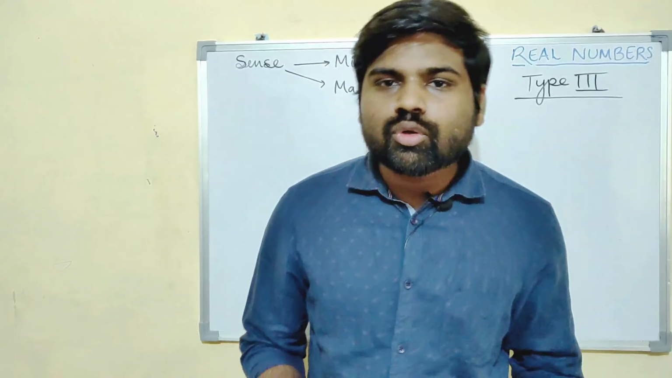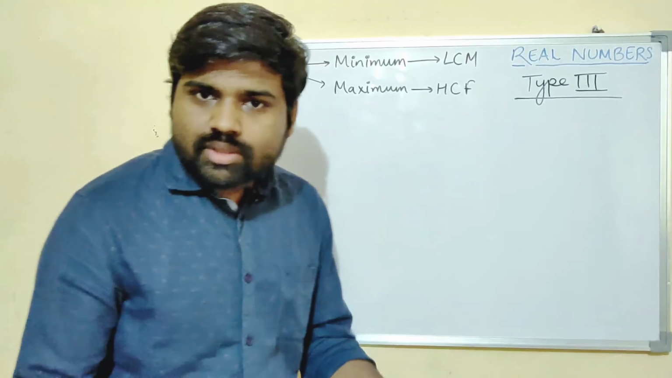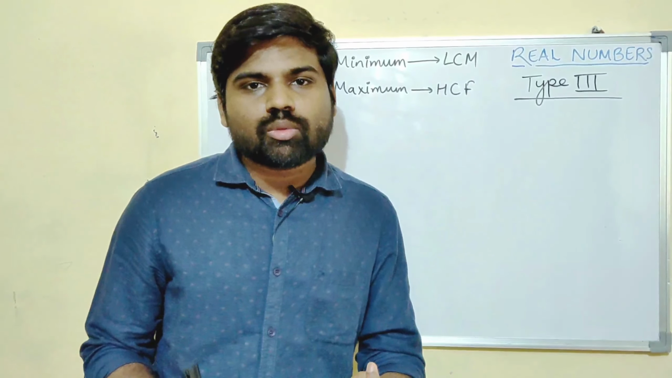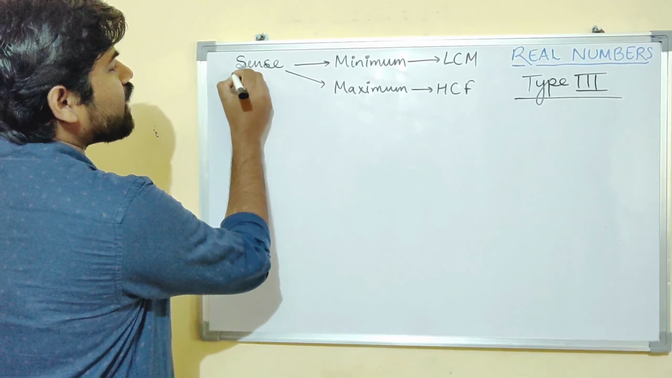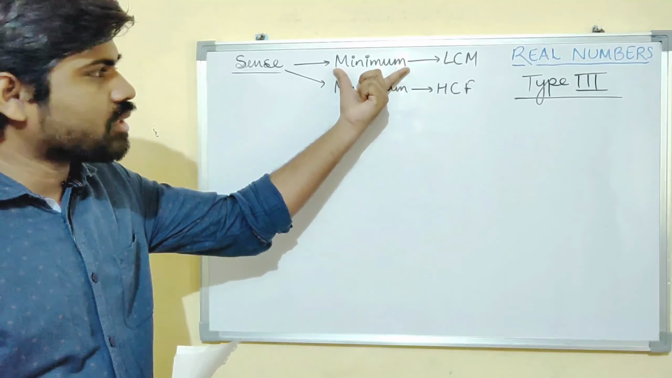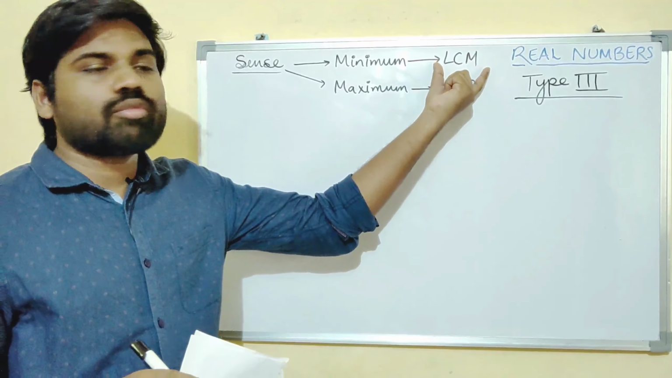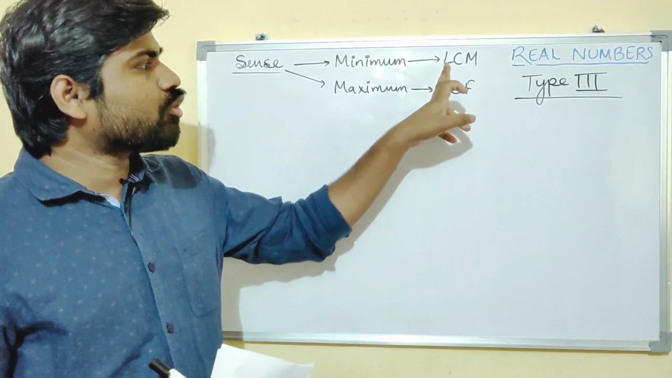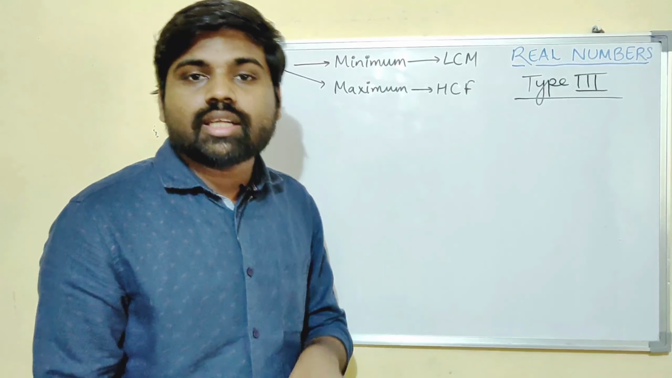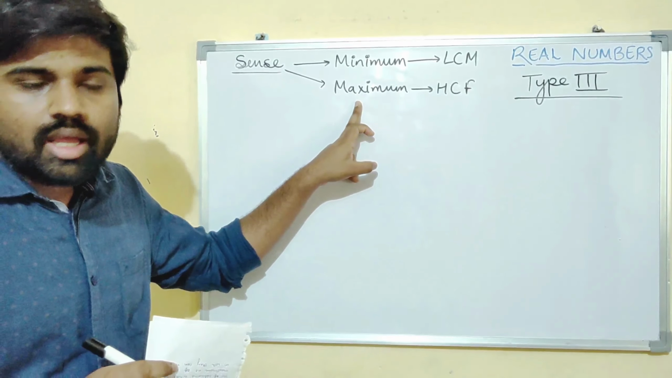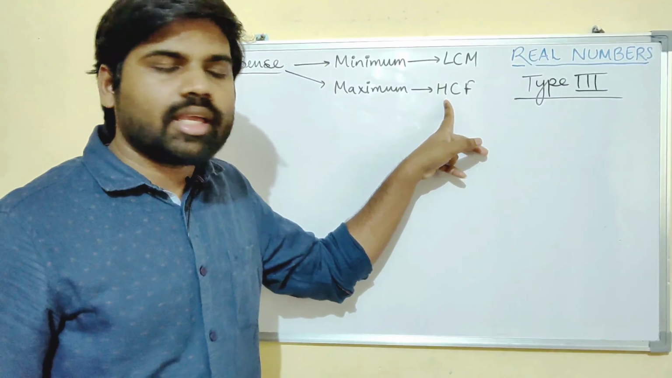Now, what do we have to do in such type of question? Let us try to find out. Read the question properly and then try to find out the sense of the question. If the sense of the question gives you a minimum sense, then that means you have to find LCM. Why? Because the full form of LCM is lowest common multiple. Now if you read a question and it is giving a sense of maximum, then you will find HCF, because the full form of HCF is highest common factor.